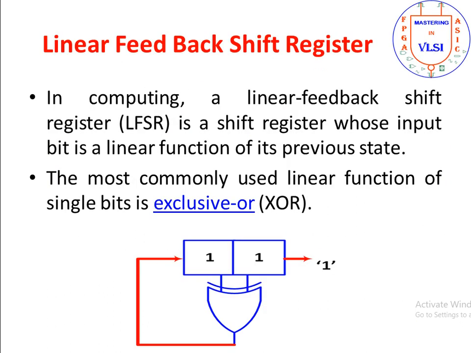A linear feedback shift register, LFSR, in computing is a shift register whose input bit is a linear function of its previous state. The most commonly used LFSR is the simple exclusive OR, or XOR gate, implementation. This is the two input. The output has to be inserted as the first bit. Then the first bit has to be shifted to the next bit. In this way, this output is inserted here and the output goes here. This is the random bit. Here the output may be 0, 1, and like that it will come.